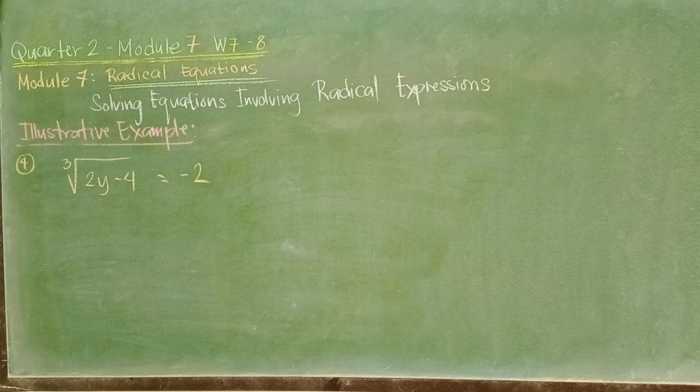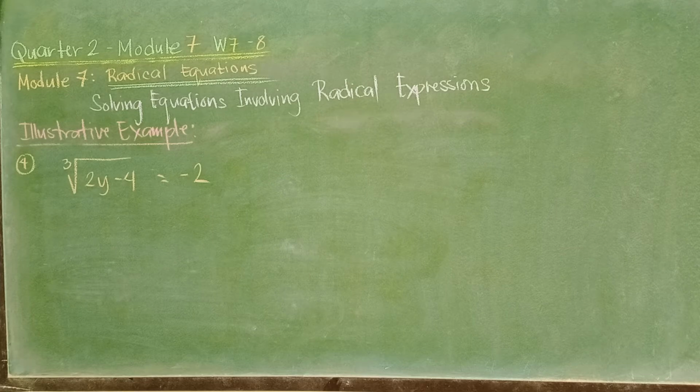Next number 4, we have cube root of 2y minus 4 is equal to negative 2. Now, doon sa previous examples natin, yung 1, 2, and 3, mga square root lang sila. So, ini-square natin yung both sides. In this case, we have cube root. So, therefore, yung both sides, i-cube din natin. So, ulitin muna natin yung first step.